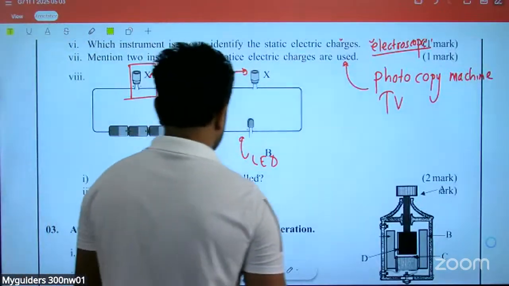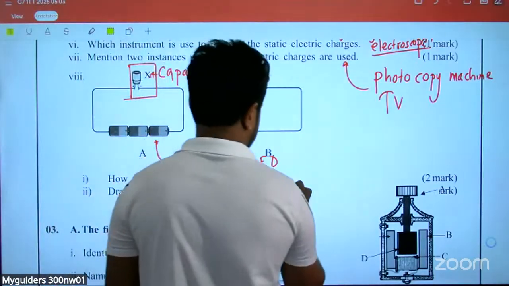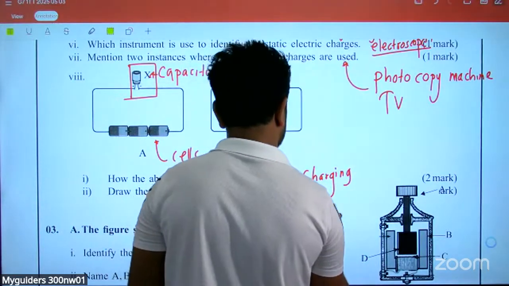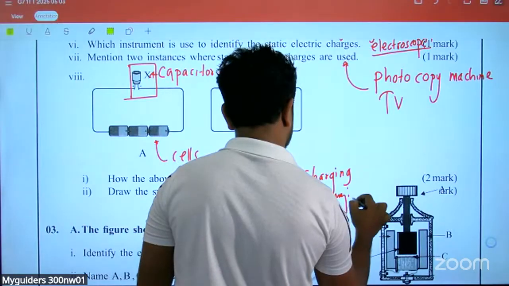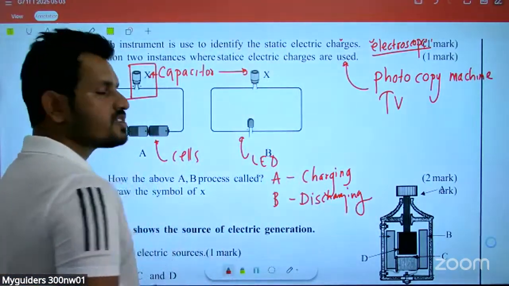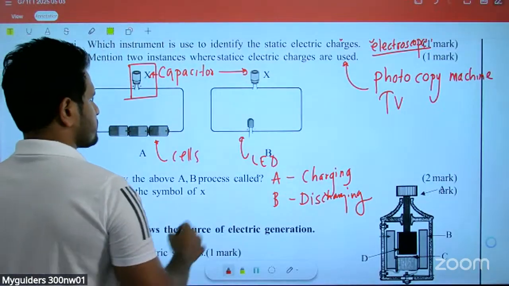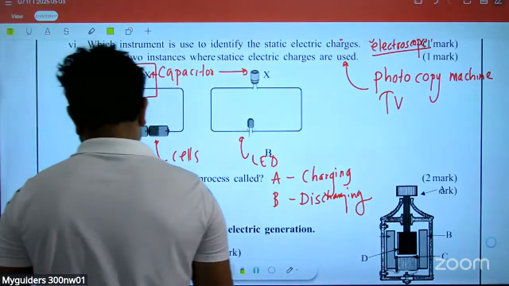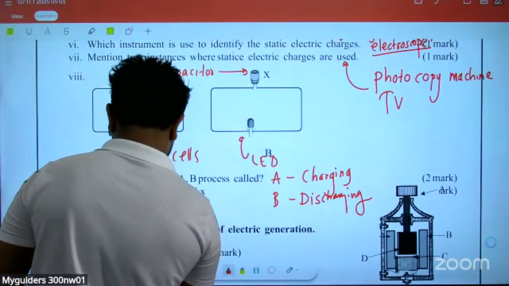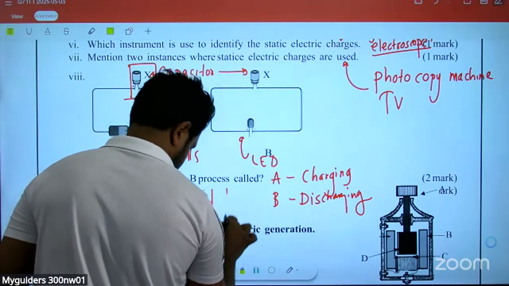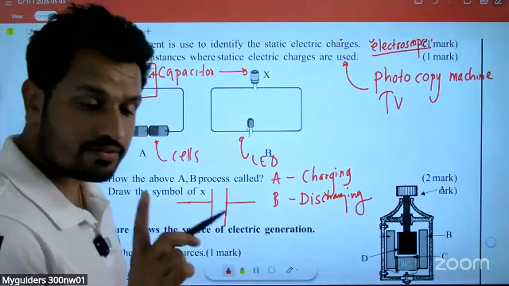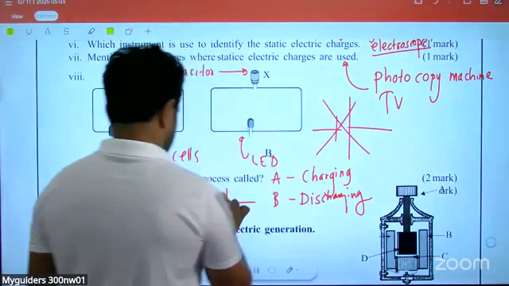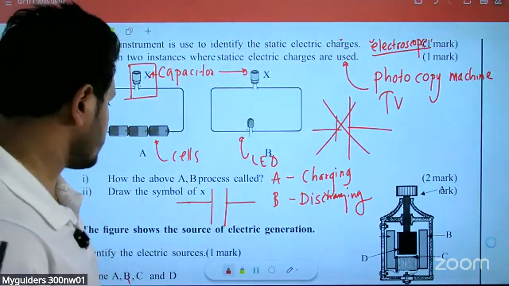How about the A and B process part? A is charging of a capacitor, B is discharging. Draw the symbol of X. How do we draw the symbol of X? We drew it earlier like this. That is a dry cell. If you draw one short and one long line, that is wrong. They should be the same size.